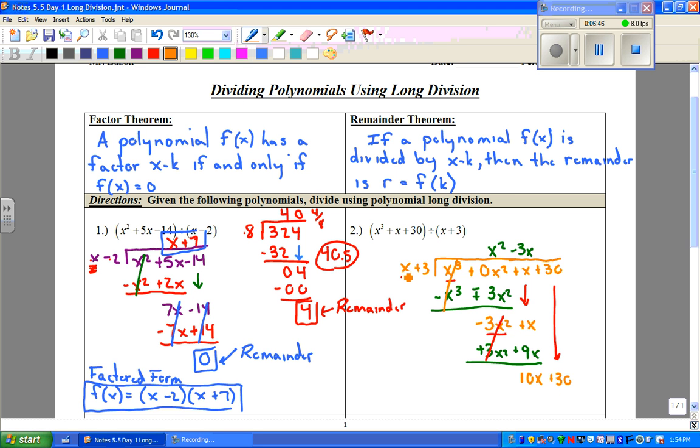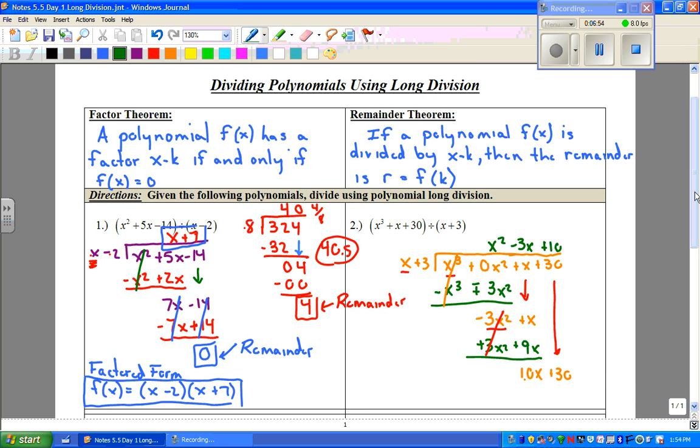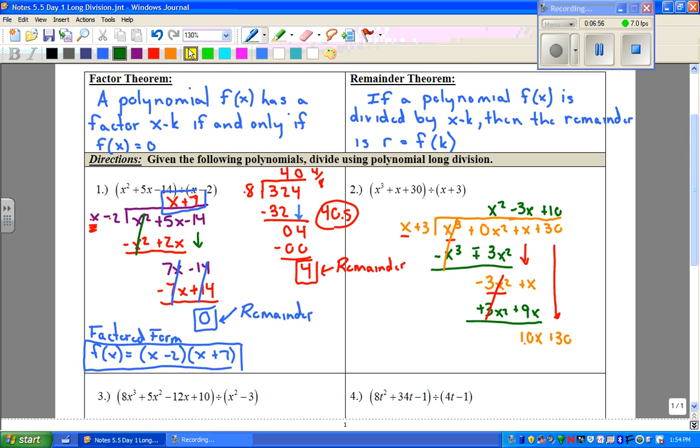Now, what would you have to do to this to get 10x? Well, you'd have to multiply it by a positive 10. So I'm going to put plus 10 up here. Then I'm going to multiply this times this, which would give me a plus 10x. And this times that would give me a plus 30. I change the signs on both of these down here, and I'm going to end up with a 0 down here.